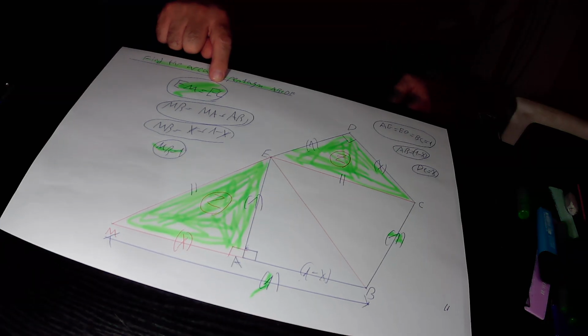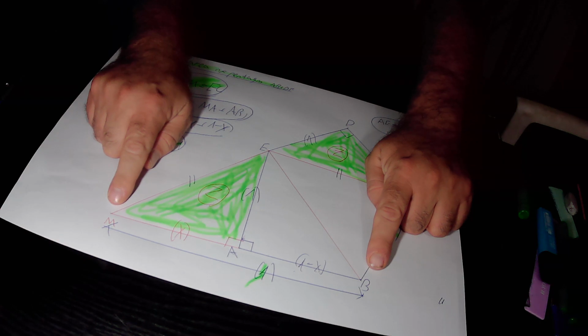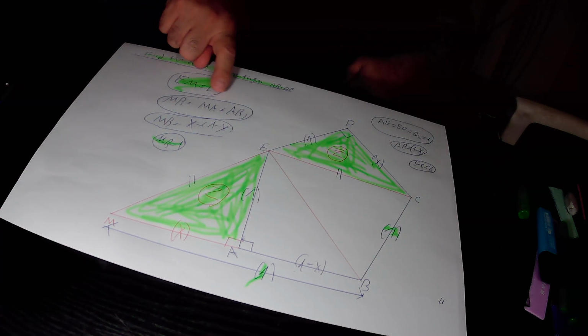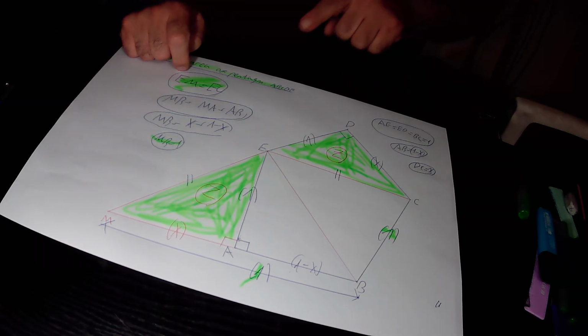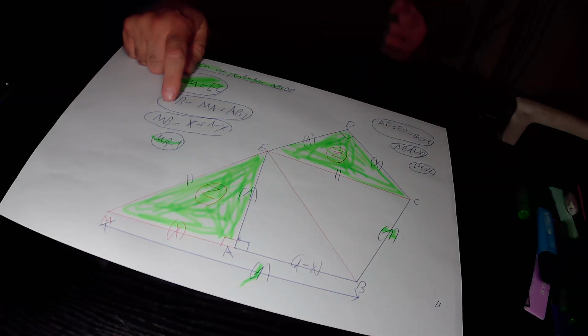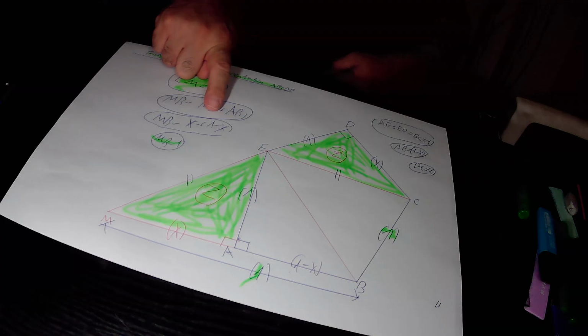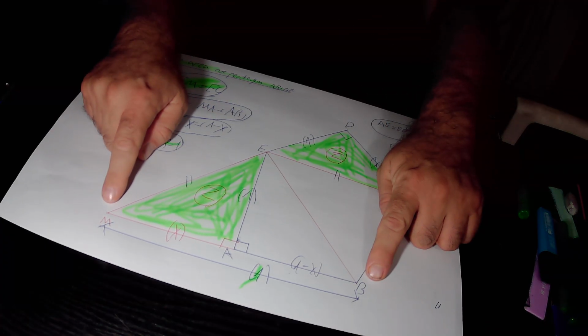In the next step, we calculated the length of side MB. MB in total equals MA plus AB. So MB in total equals AM, that is X, plus MB, that is 1 minus X. So in total, MB equals X plus 1 minus X. X minus X is 0, so we are left with only 1. So in total, we found out that MB equals 1 unit in length.